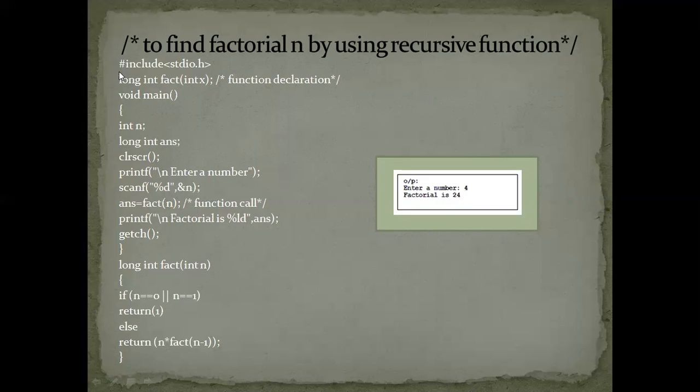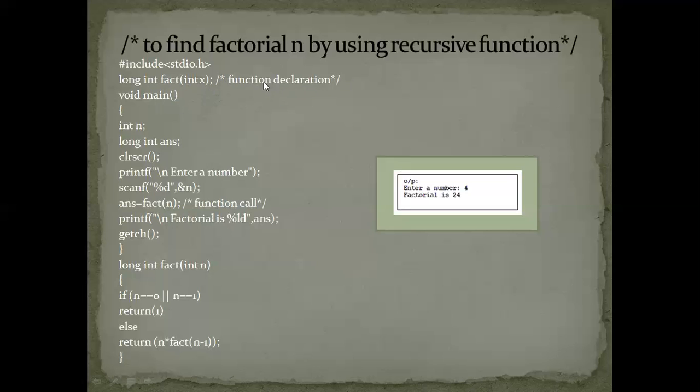Listen, this is a header file. So this is long int fact(int x). Fact is nothing but a function name. Long int is the return type. We have seen the data types. In the integer there are 3 classifications: normal int, short int, and long int. So int x is a parameter or an argument which we have passed to the function named fact. This is what we call a function declaration.